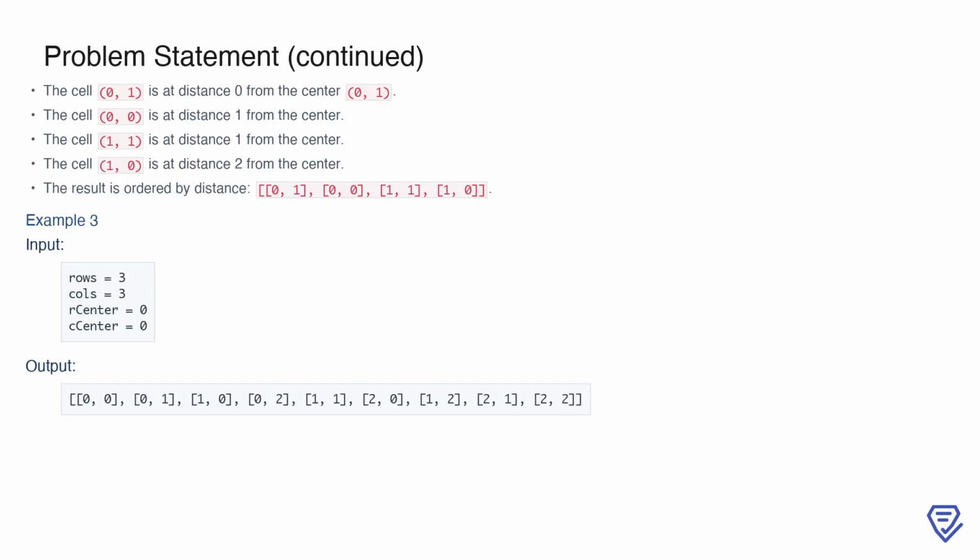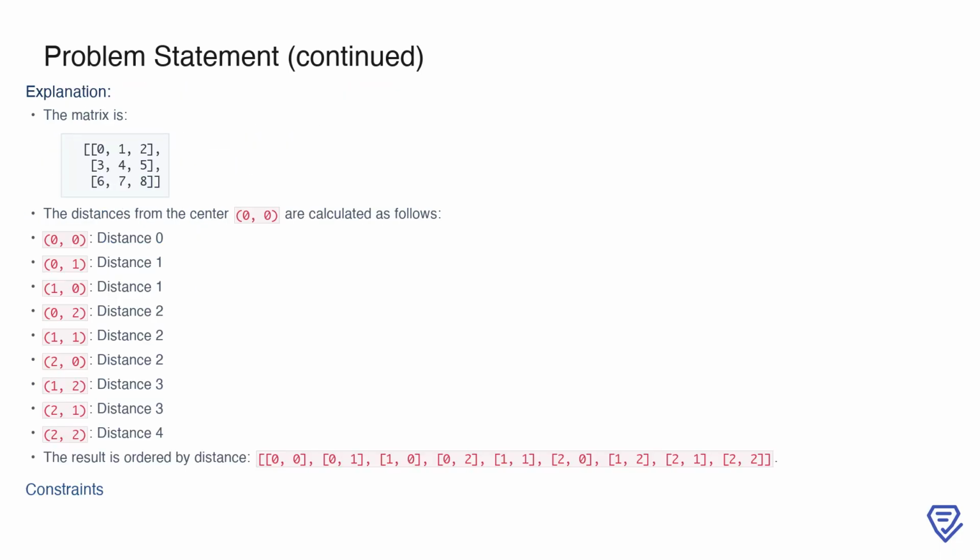Next, for a matrix with two rows and two columns, the center cell is at (0, 1). The matrix can be visualized as 0, 1, 2, 3. The center cell, (0, 1), has a distance of 0 from itself. The cell (0, 0) is at a distance of 1, as is the cell (1, 1). Finally, (1, 0) is at a distance of 2. After sorting the cells by their distances, the result is [0,1], [0,0], [1,1], [1,0]. Notice that cells with the same Manhattan distance, like (0, 0) and (1, 1), can appear in any relative order.